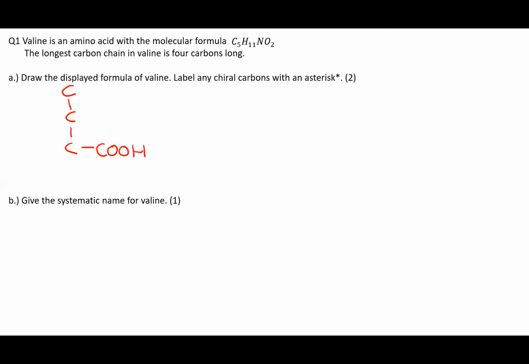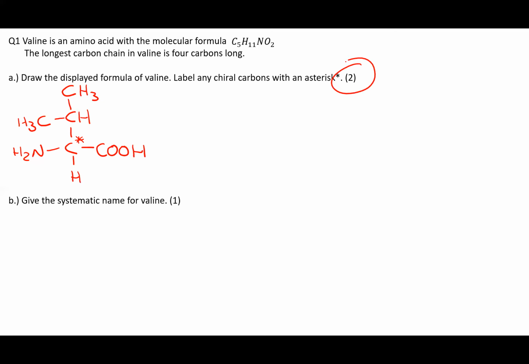So it's C5, well, I've got 1, 2, 3, 4 at the minute, H11NO2. So it's going to be CH3 here, CH, and I'm going to have H3C there, H2N, our amino group, and then our hydrogen here. Have I got any chiral carbons? Yes, I have. This one is a chiral carbon. It's got 4 different groups attached to it. That'll get you 2 marks.